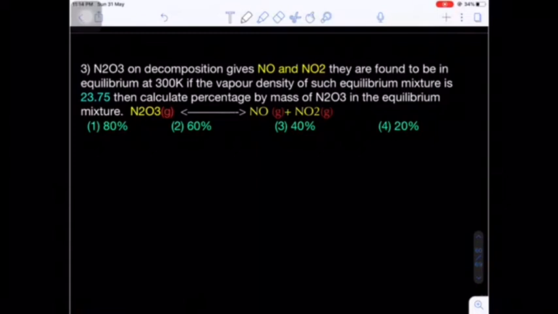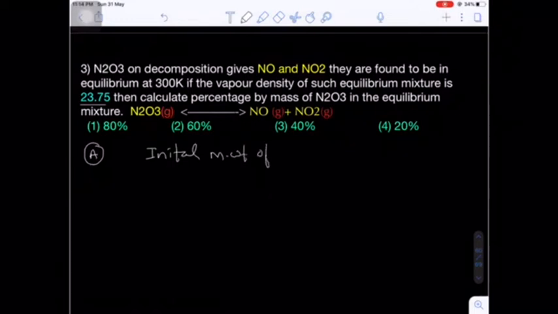Okay, now come to the next, third problem. In this third problem, N2O3 decomposes to give NO and NO2. Now here the vapor density of the equilibrium mixture is given as 23.75. Equilibrium vapor density is given to you. Can you find the initial vapor density? Yes. How? With the help of the molar mass. Now here, what is the initial molecular weight of the reactant N2O3? Nitrogen atomic weight is 14, oxygen atomic weight is 16. So from this we can find the molar mass of N2O3, that is 76.